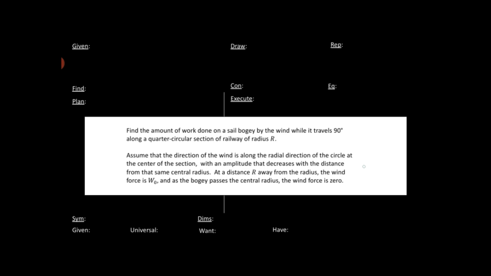Well, howdy! So I'd like to look at, in this problem-solving format, something that has to do with the sail bogey. Okay, the sail bogey is an object, a trolley that runs on a rail, like that, and it is driven by a sail.